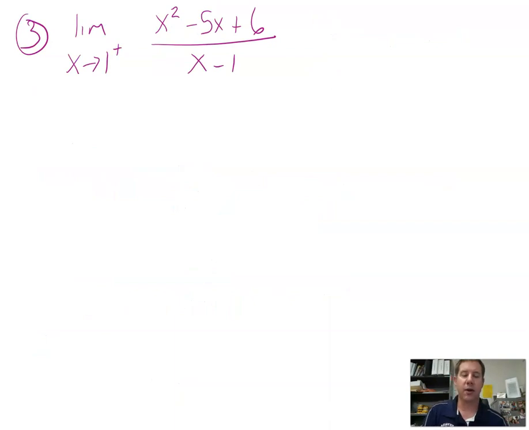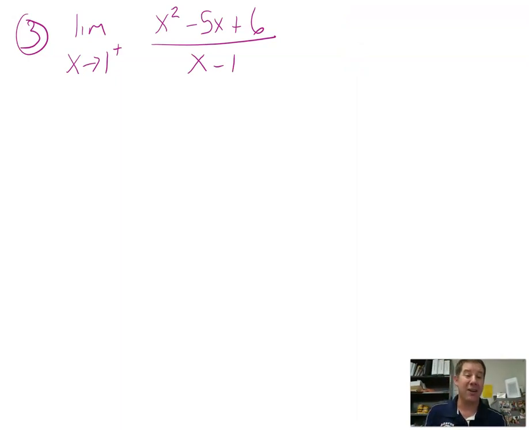Okay, so here's one more example where we're going to approach things analytically. Again, if I just gave you this limit to evaluate, the first thing you should do is plug in. If I plug in here, I'm going to get 1 minus 5 is -4 plus 6 is 2 over 0. So again, I could say that this is undefined or the limit does not exist. However, we're going to try to be a little bit more specific.